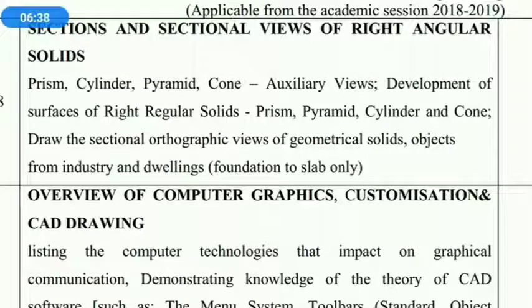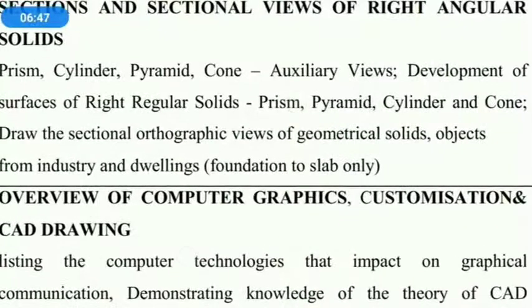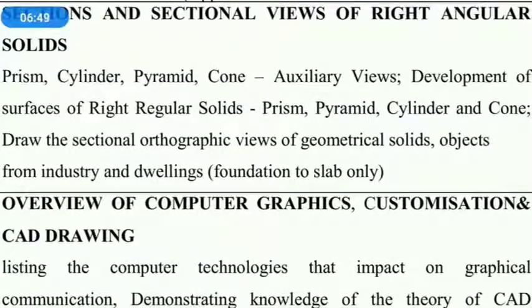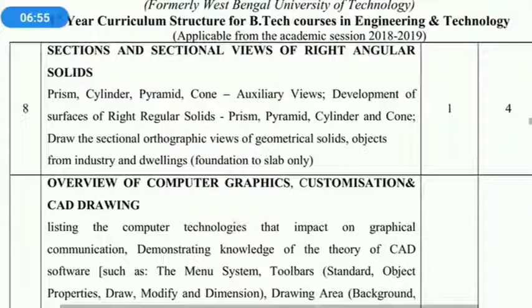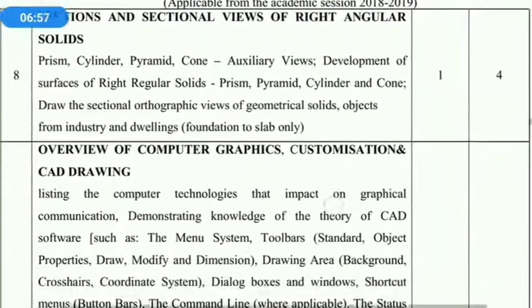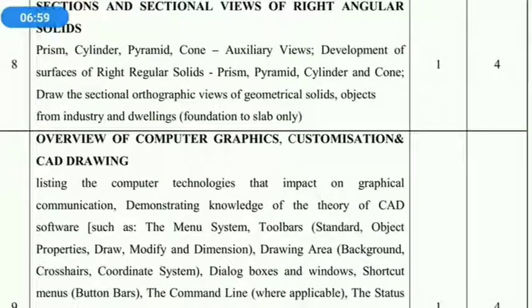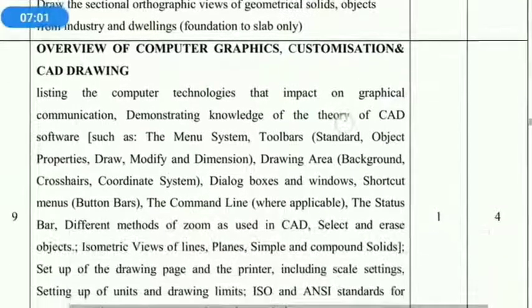Then we have to draw the development of surfaces of right regular solids, which comprises prism, pyramid, cylinder and cone. Next, we have to draw the sectional orthographic views of geometrical solids, objects from industry and dwellings, that is the foundation to slab only. It has also got 1 lecture and 4 practical classes.